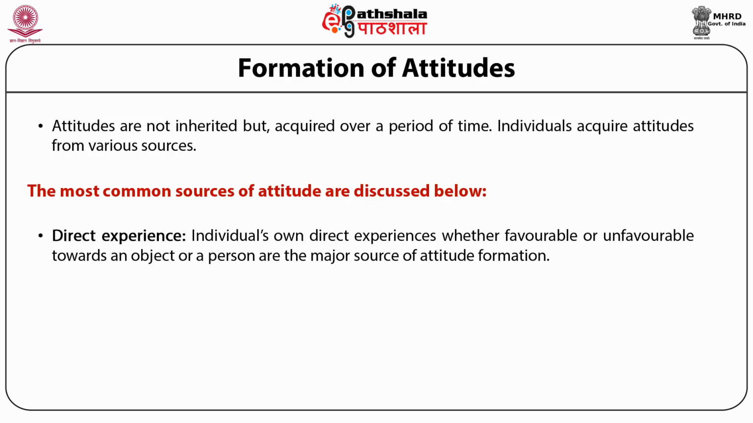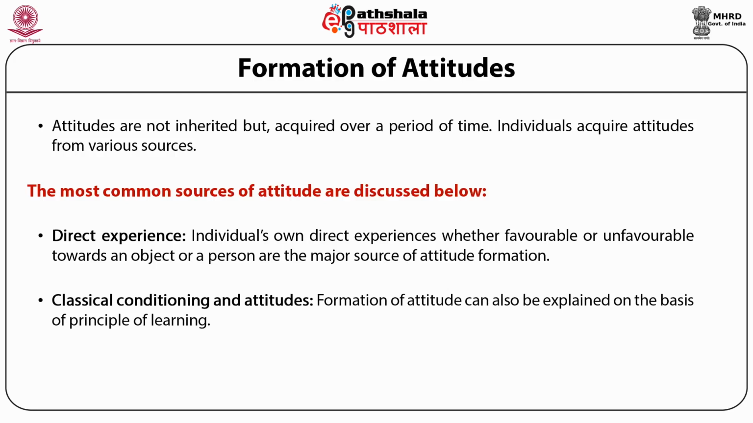Second source of attitude formation is classical conditioning and attitudes. Formation of attitudes can also be explained on the basis of principles of learning. Classical conditioning principle of learning explains that people tend to develop an association between various objects and emotional reactions accompanying them. For example, an employee develops a positive attitude towards his new assignment because on this assignment he will get to work at a beautiful hilly area of the country.